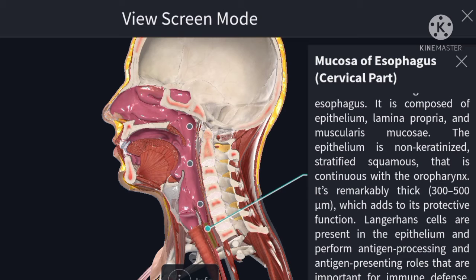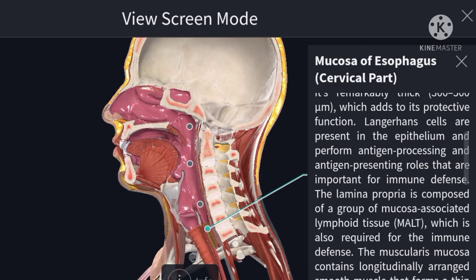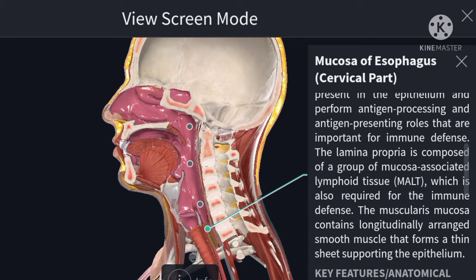The Langerhans cells are present in the epithelium and perform the antigen processing and antigen presenting role that is important for the immune defense. And the lamina propria is composed of a group of mucosa associated lymphoid tissue, also known as MALT, which is also required for the immune defense. The muscularis mucosa contains longitudinally arranged smooth muscle and forms a thin sheet supporting the epithelium.